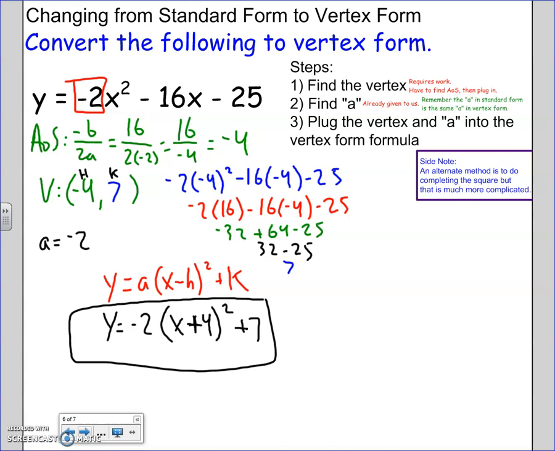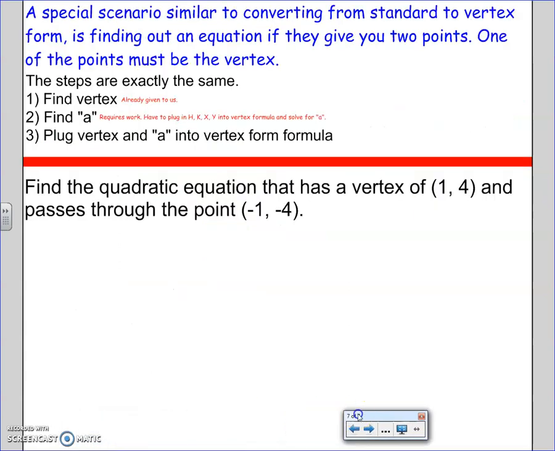Alright. I did have a side note. An alternate method to doing this is completing the square, but that takes probably 4 times as much space to do. Alright. The last type of problem is a special scenario, similar to converting from standard to vertex. But they give you 2 points instead. One of those points must be a vertex. So steps are the same. You find the vertex, you find A, you plug into the formula.